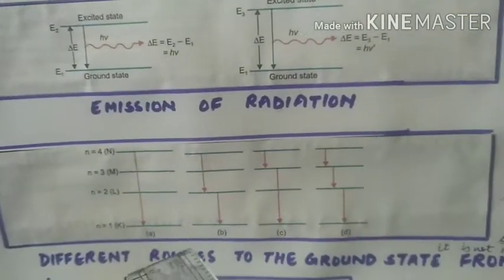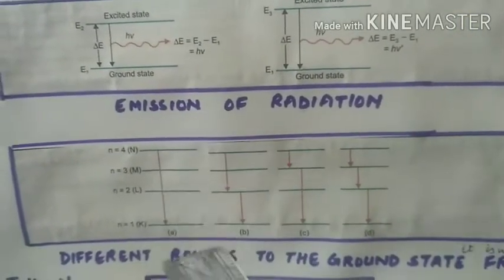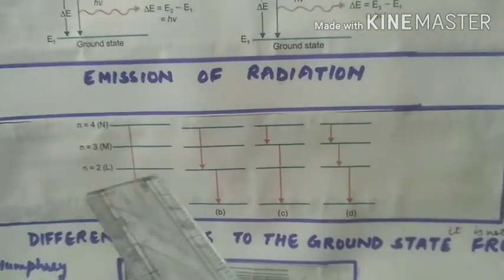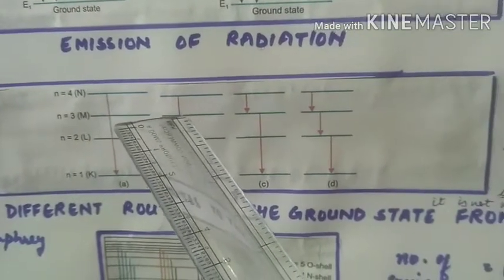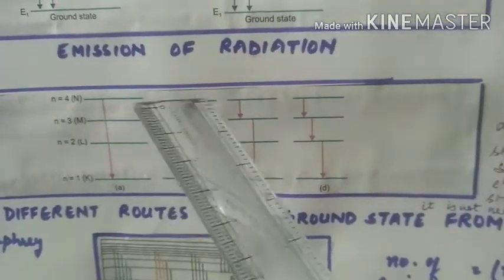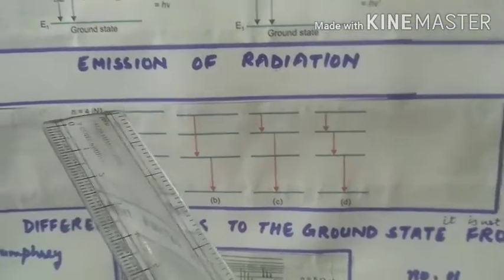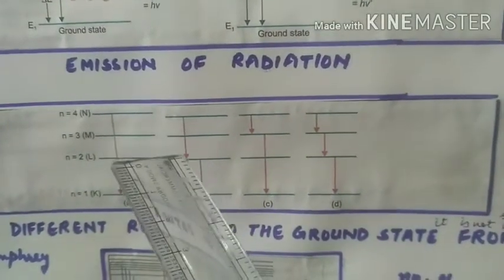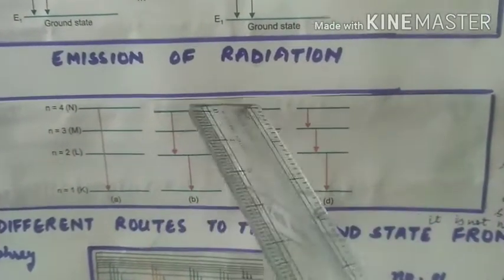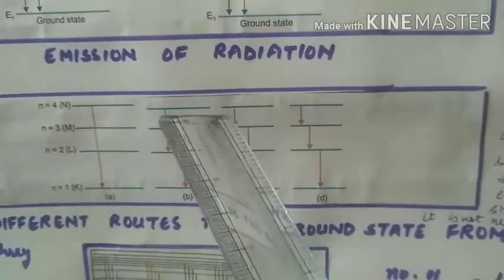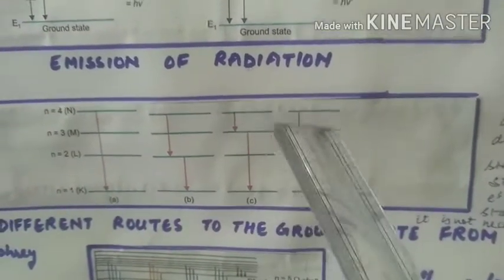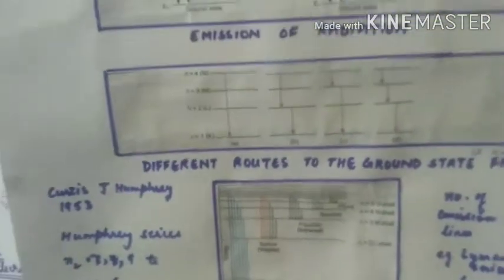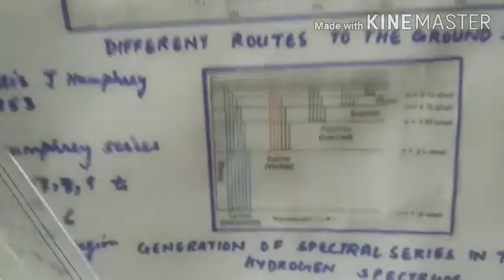Now on the return journey, it's not necessary that they will always jump in the same manner. They may either jump from the highest level to the ground state, or they may jump in parts. For example, if an electron is in the fourth energy level, it may jump straight away to the first, or it may jump from fourth to second and then from second to first, or from fourth to third, then from third to first, or fourth to third, then third to second, then second to first. So different lines appear in different parts of the spectrum.